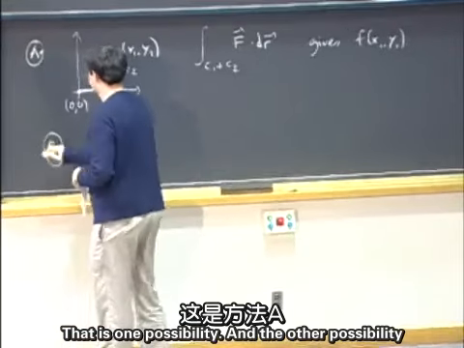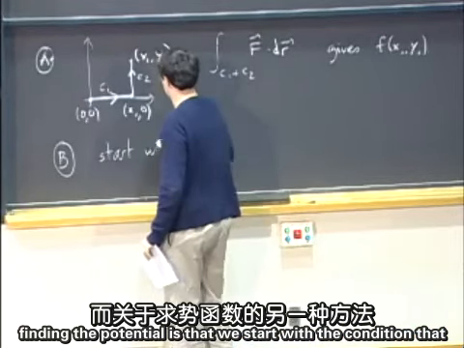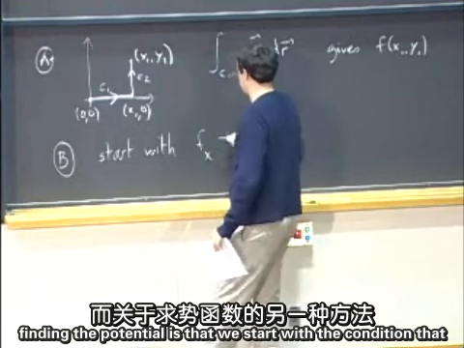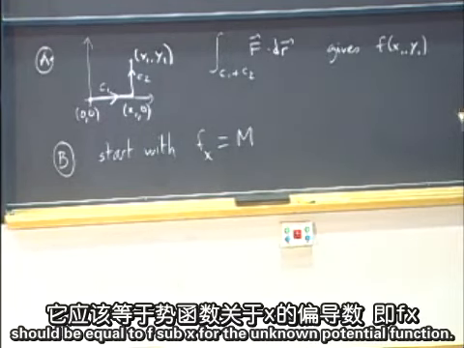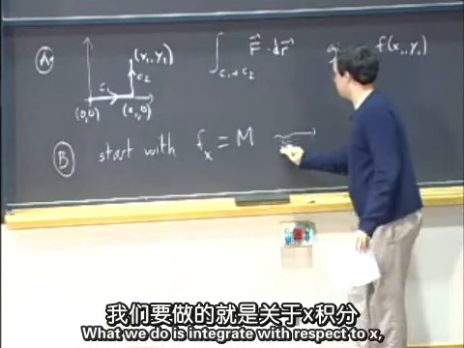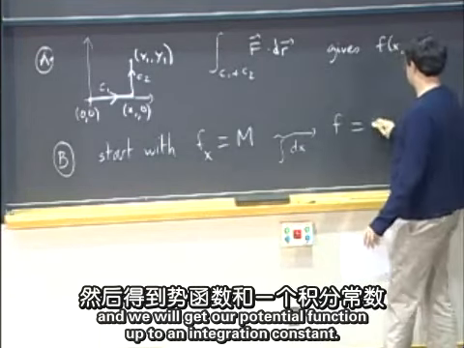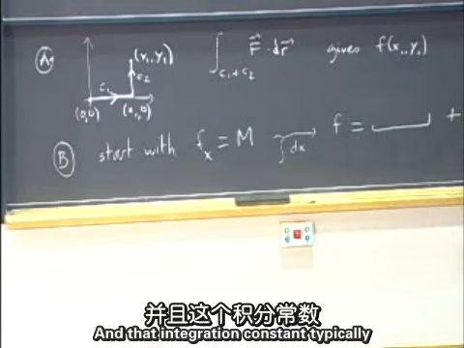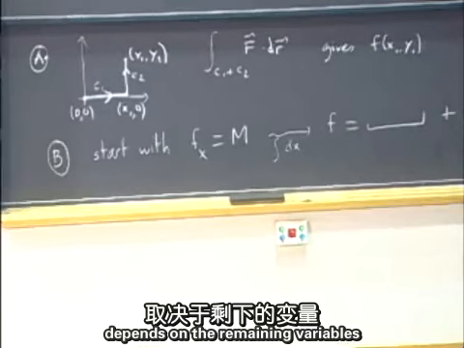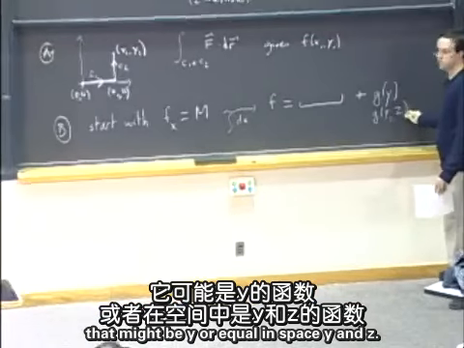And the other possibility for finding the potential is that we start with the condition that the first component of our vector field should be equal to f sub x for the unknown potential function. So what we do is we integrate with respect to x, and we'll get our potential function, up to an integration constant. And that integration constant typically depends on the remaining variables. That might be y, or if we're in space, y and z.